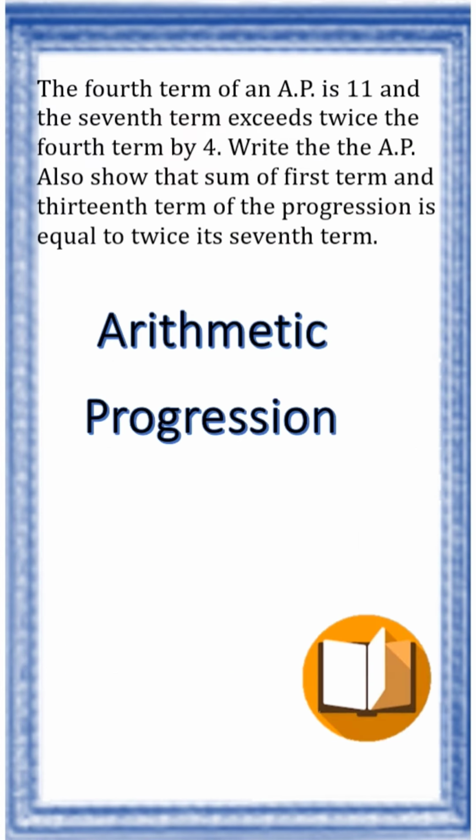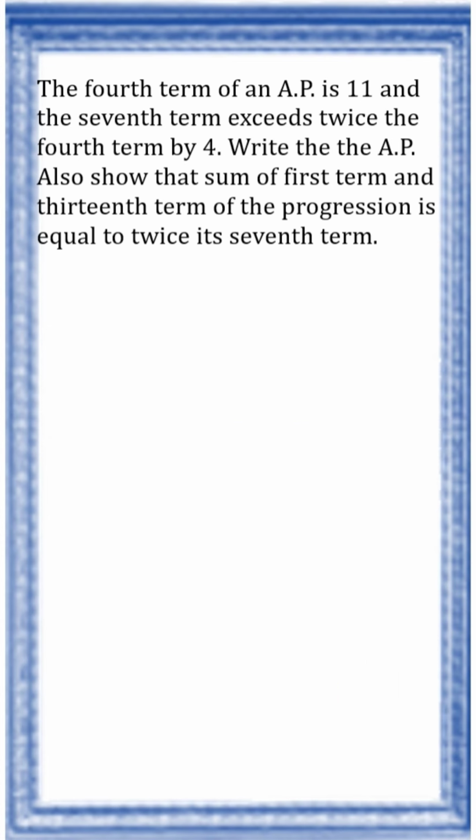The fourth term of an AP is 11 and the seventh term exceeds twice the fourth term by 4. Write the AP and also show that the sum of the first term and the 13th term of the progression is equal to twice the seventh term. Now let us solve.